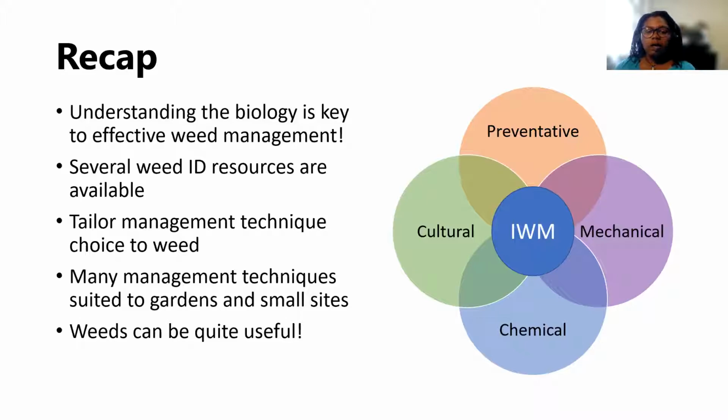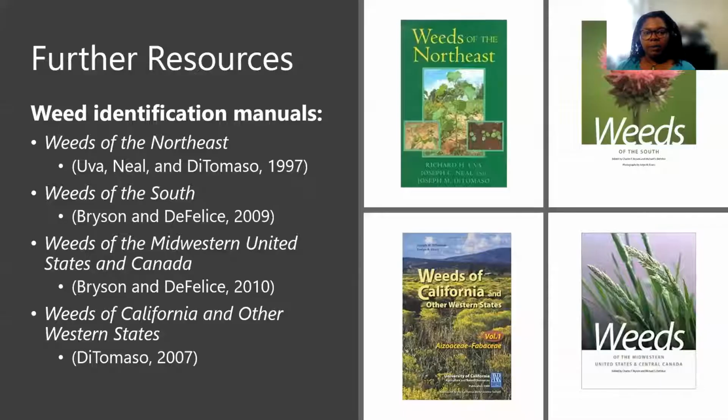Here are some examples of further resources in terms of identification manuals for people in the Northeast. Weeds of the Northeast is a great reference. This can be found online, at Barnes and Noble, but also at local bookstores. I would just give them a call, and if they don't have it, they can probably order it in for you.